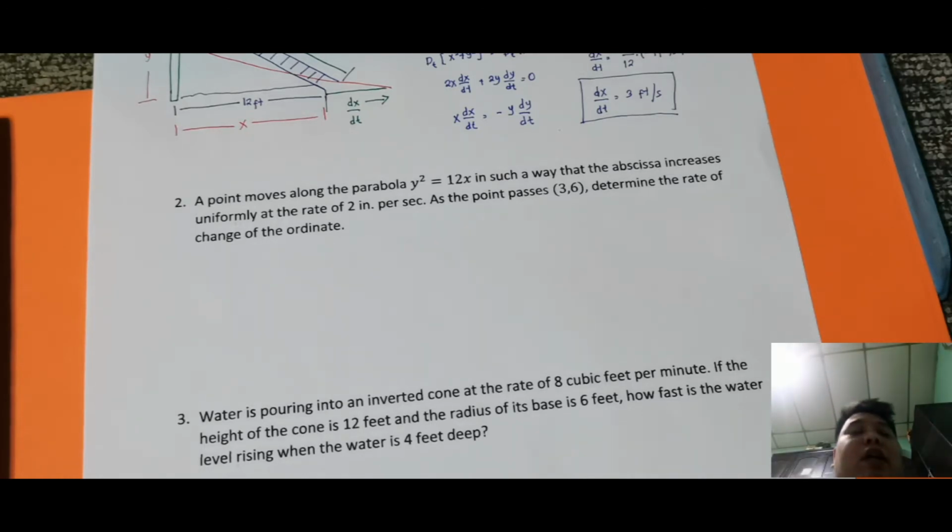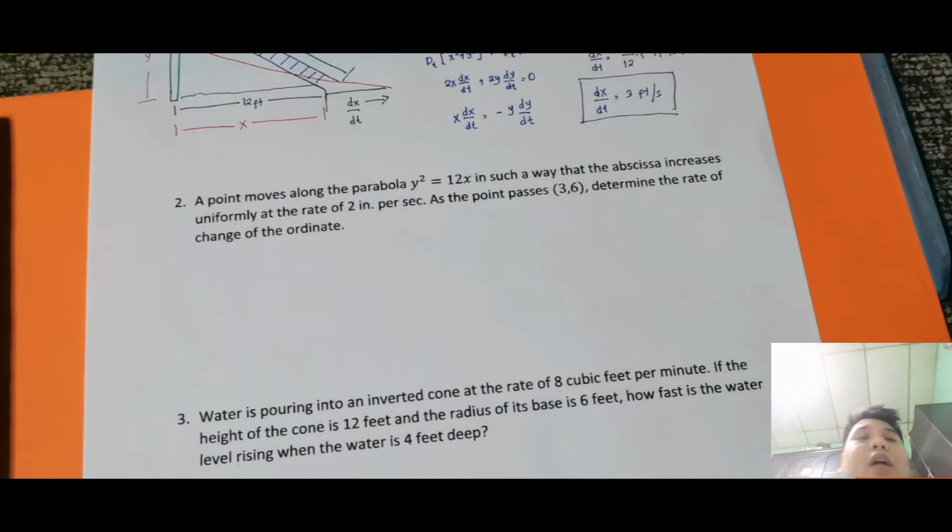Okay, so proceed. A point moves along the parabola y squared is equal to 12x in such a way that the abscissa increases uniformly at the rate of 2 inches per second. So since increases, positive siya. As the point passes (3,6), determine the rate of change of the ordinate. So rate of change of ordinate meaning rate of change nung y.